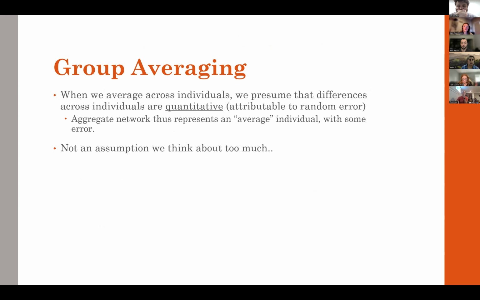And in most stats, almost all the stats we do are based on means, group averaging. And when we do this group averaging, we don't think too hard about it because this is how we're taught from basic stats, intro to stats. Really, behind the scenes is this assumption that differences across individuals are quantitative, right? That's just our sampling error, or our error. That's the variability. So we get a mean, we get a variance, we just assume that error is attributable to randomness, and we move on. We don't think too much about it.